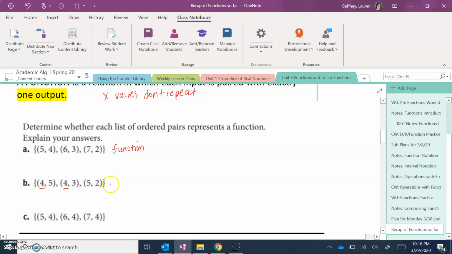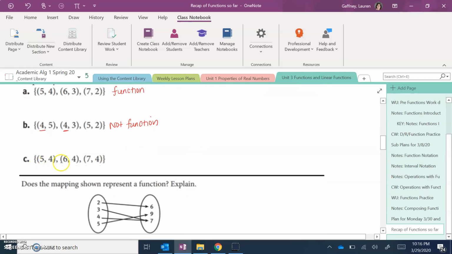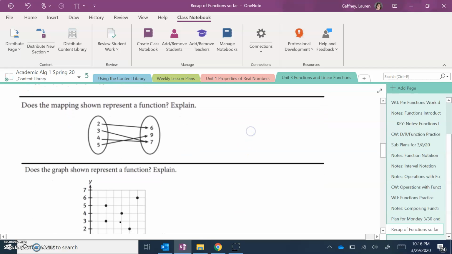Here, these x values repeat, so not a function. Here, none of the x's repeat, so this would be a function. It doesn't matter if the y's repeat. So would this be a function?